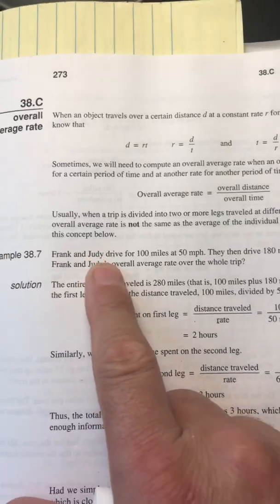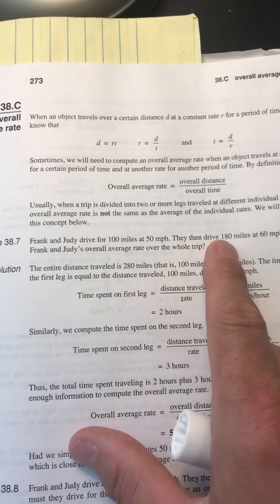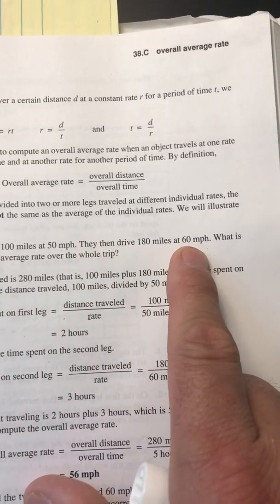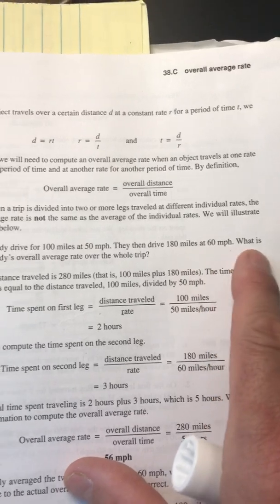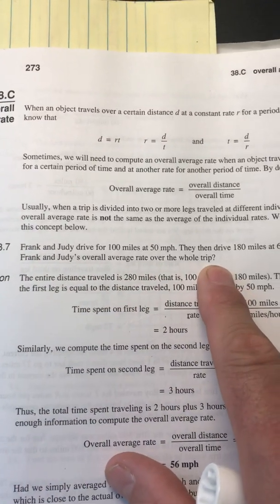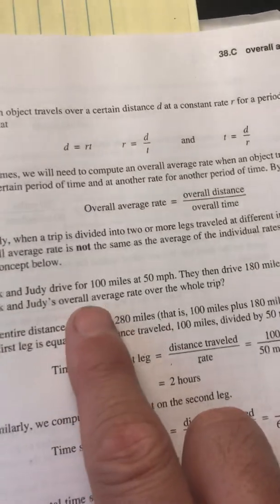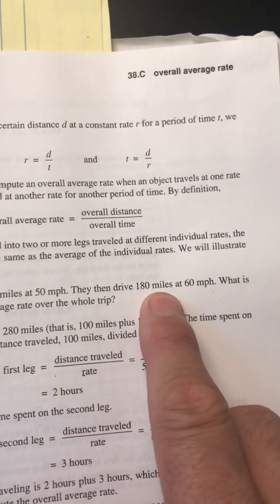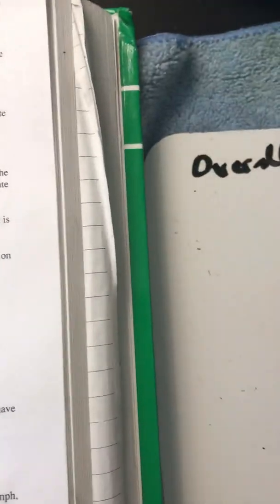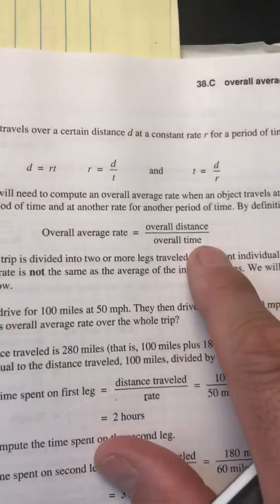Frank and Judy drove for 100 miles at 50 miles per hour. They then drove 180 miles at 60 miles per hour. What is Frank and Judy's overall average rate over the whole trip? Well, overall average rate is overall distance over overall time. Frank and Judy went 100 miles, then they went 180 miles. So they have 280 miles as their overall distance. Now we need their overall time.